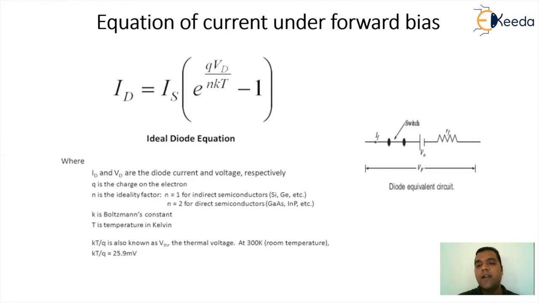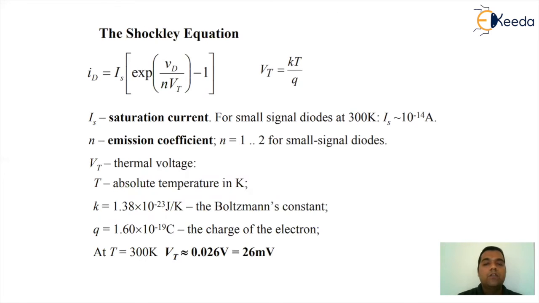The equivalent circuitry of the diode can be seen where, under forward bias, it works like a closed switch. The drop maintained across it will be VD and Rf will stand for its internal resistance. So we have Shockley's equation here, where KT by Q can be defined as VT. VT is defined as the thermal voltage. The value is approximately 26 millivolts.